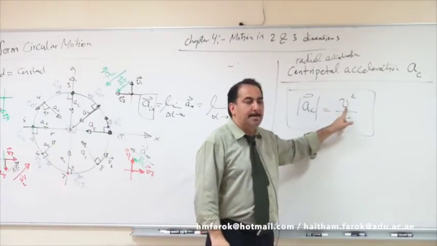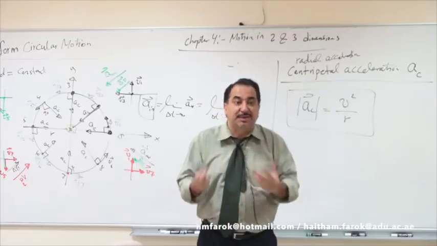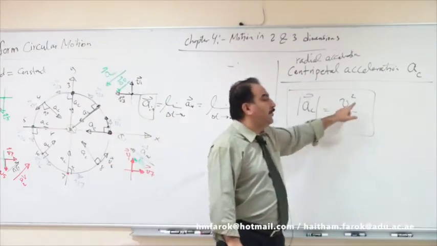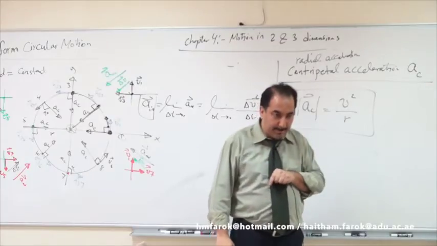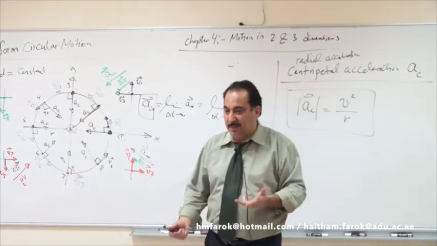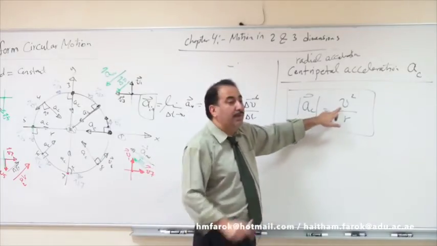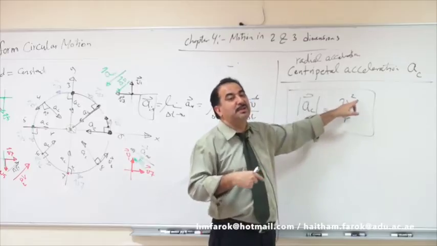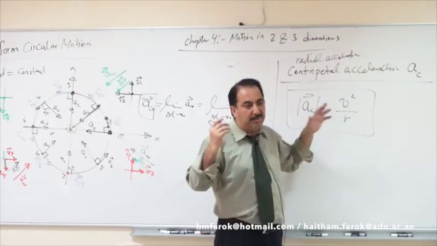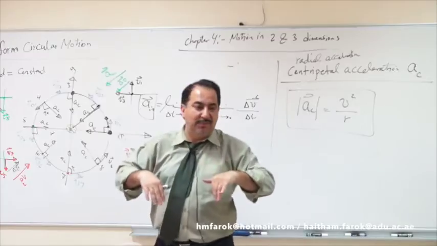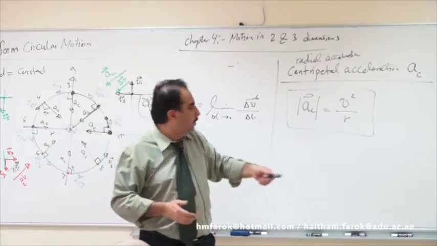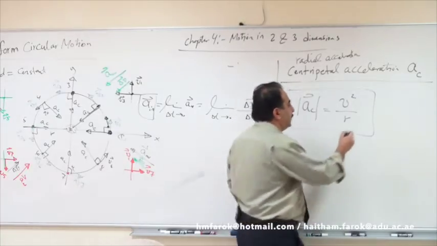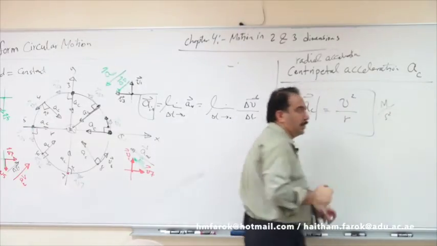What is v here? V usually is velocity, yes? But when you square velocity, it means v dot v. So it becomes a speed, scalar. So, okay, we write v, but we mean speed, s, yes? So this is speed square over radius, or the magnitude of the velocity over radius, yeah? And what's the unit? Meter per second square.